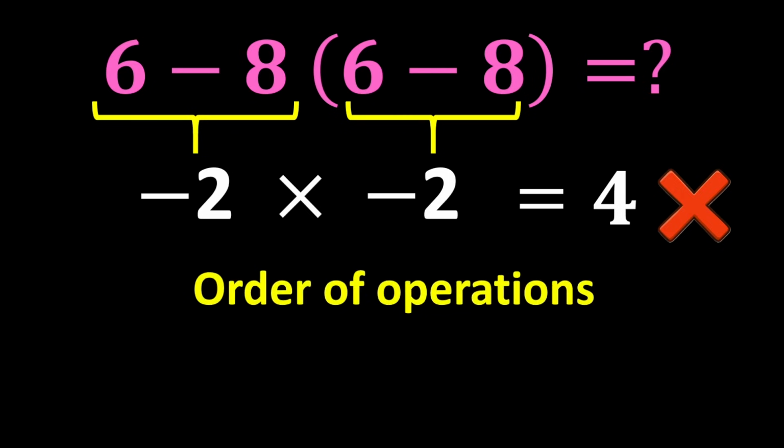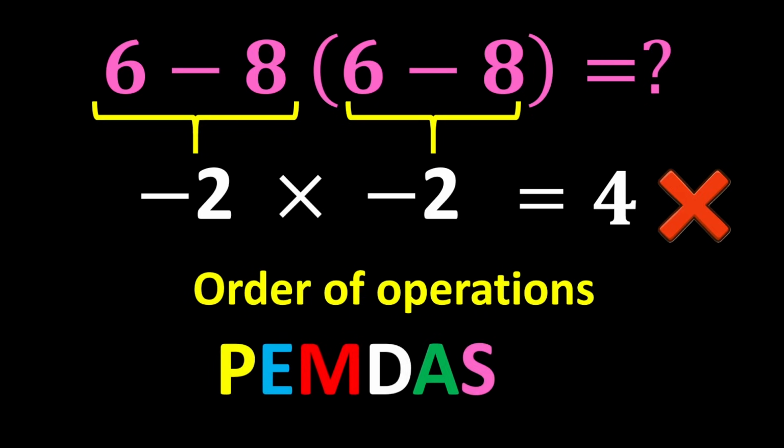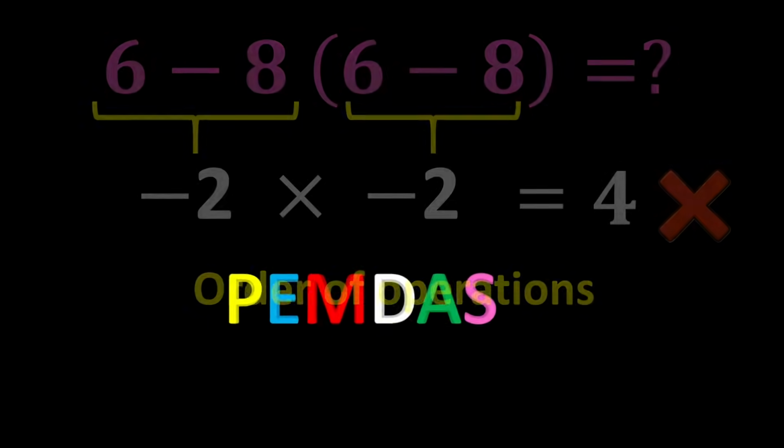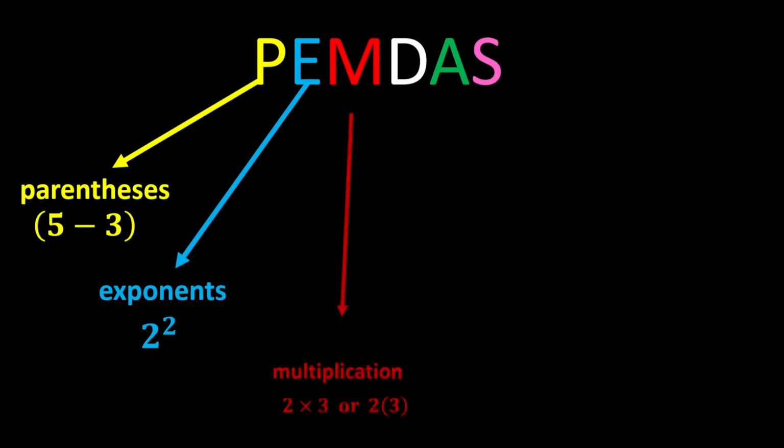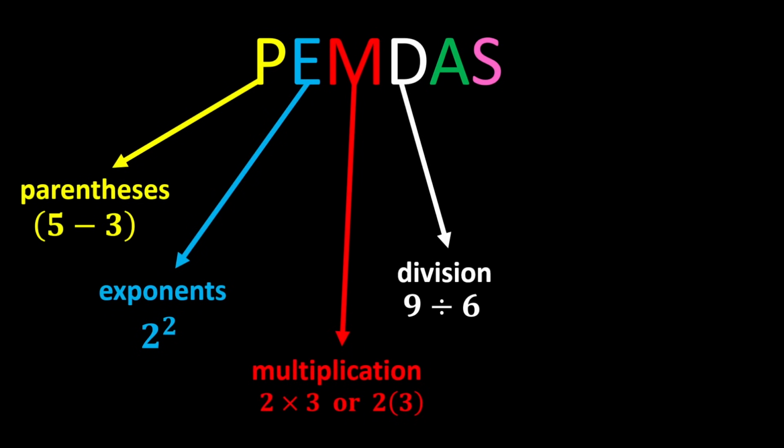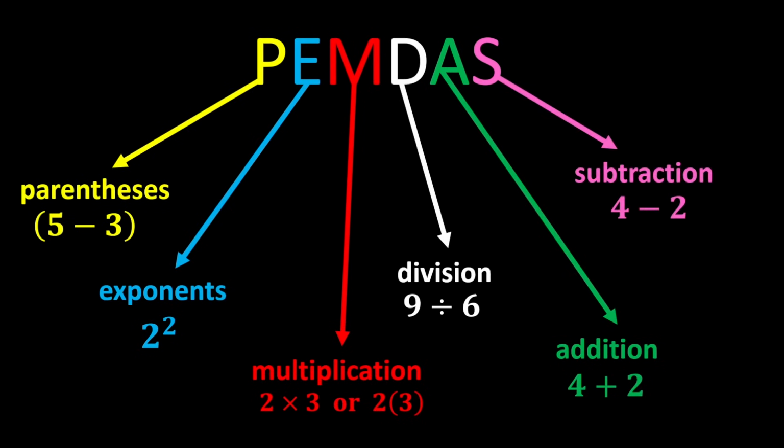the order of operations. The order of operations is known by the acronym PEMDAS, with each letter of PEMDAS representing a step. P stands for parentheses. E stands for exponents. M stands for multiplication. D stands for division. A stands for addition. And S stands for subtraction.